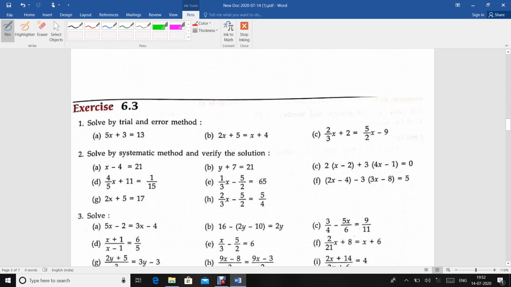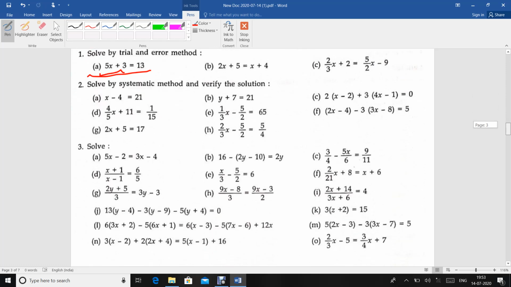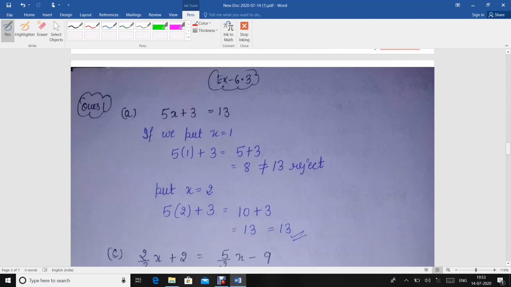Question number 1 is solve by trial and error method, and the first part you have 5x plus 3 is equal to 13. Means you need to choose a value for x which makes the left hand side 13. By putting the value of x, if we get 13, then we can say that the left hand side is equal to the right hand side. Let us try the values for x for this equation 5x plus 3.